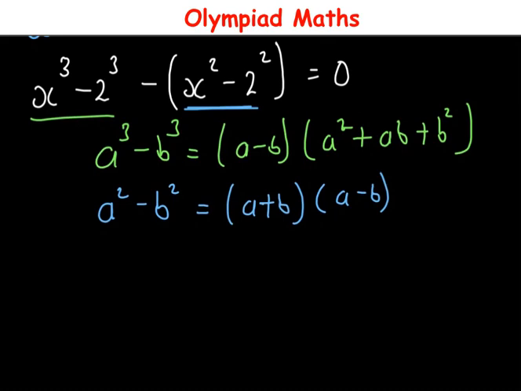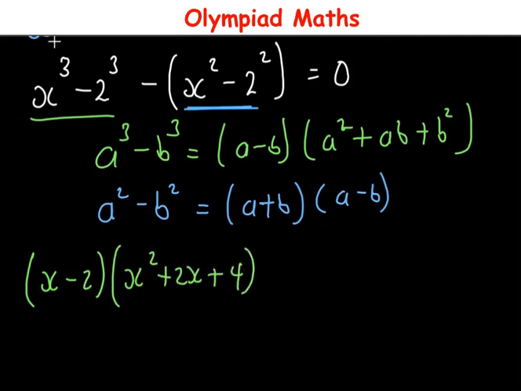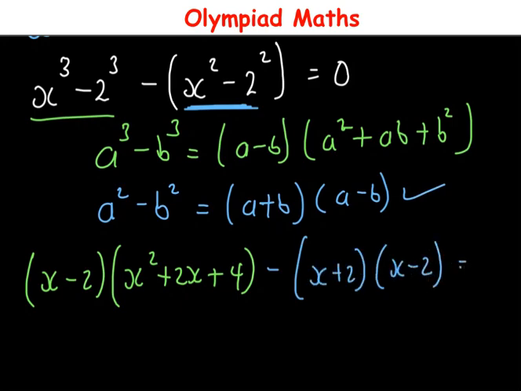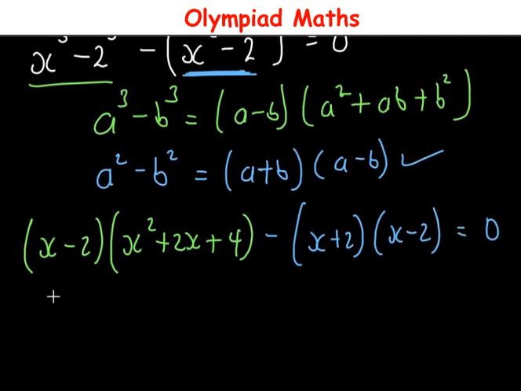So we have (x minus 2) into (x squared plus 2x plus 4). Also, expanding this, making use of this format, we have minus (x plus 2) multiplied by (x minus 2). All of this equals 0. And from here, we have a common factor, x minus 2. So factorize out x minus 2.